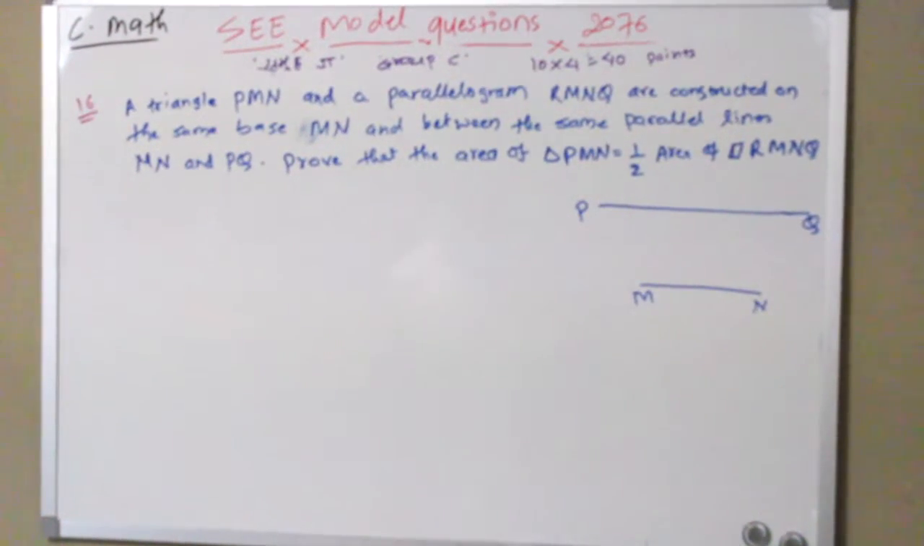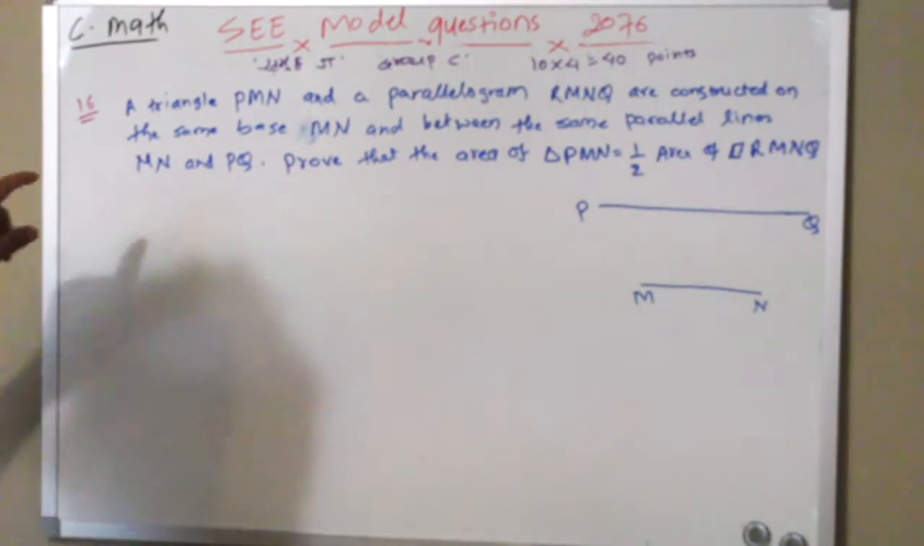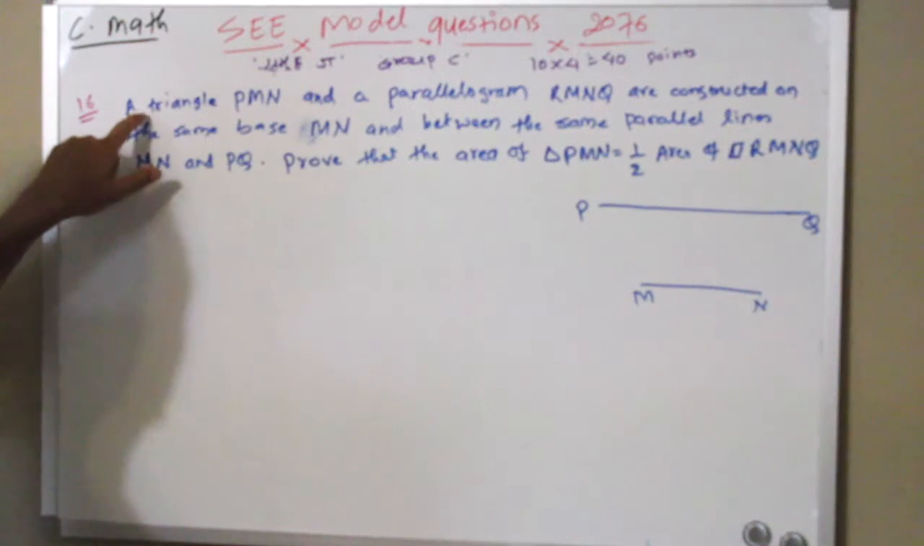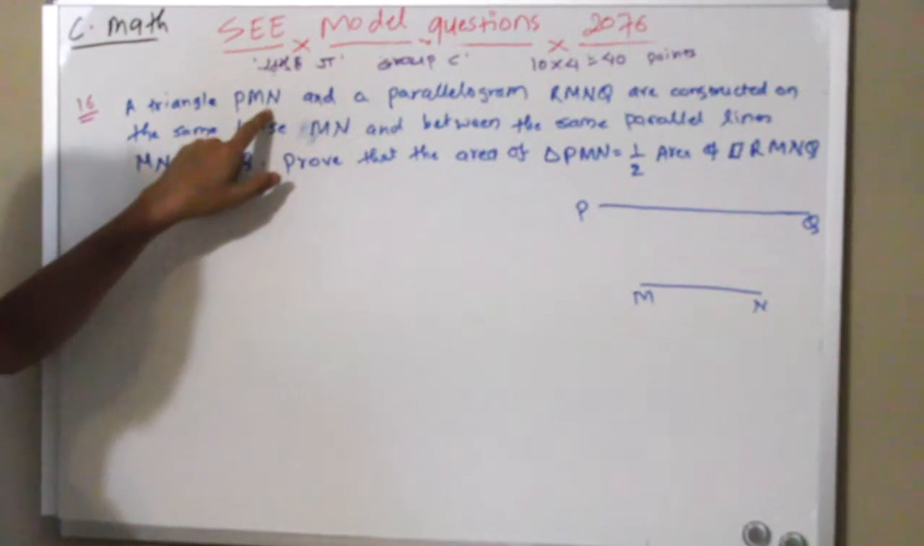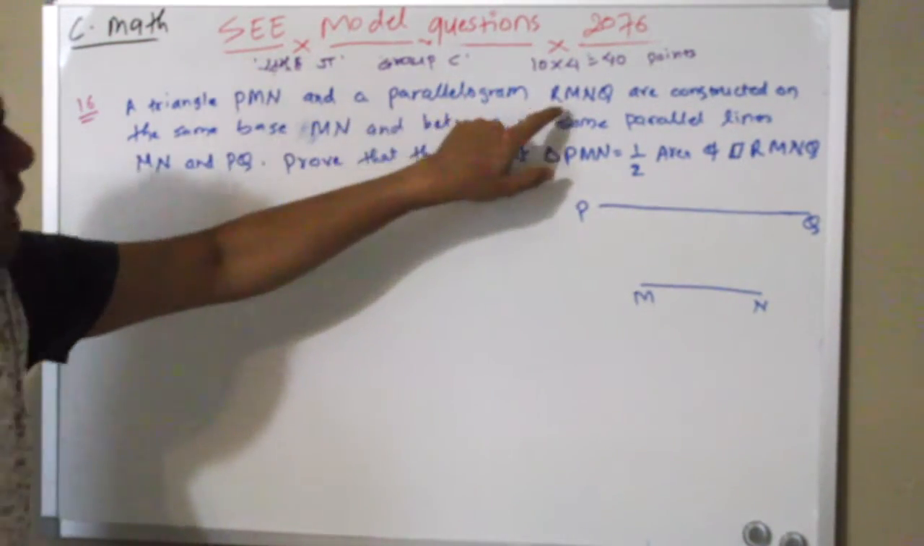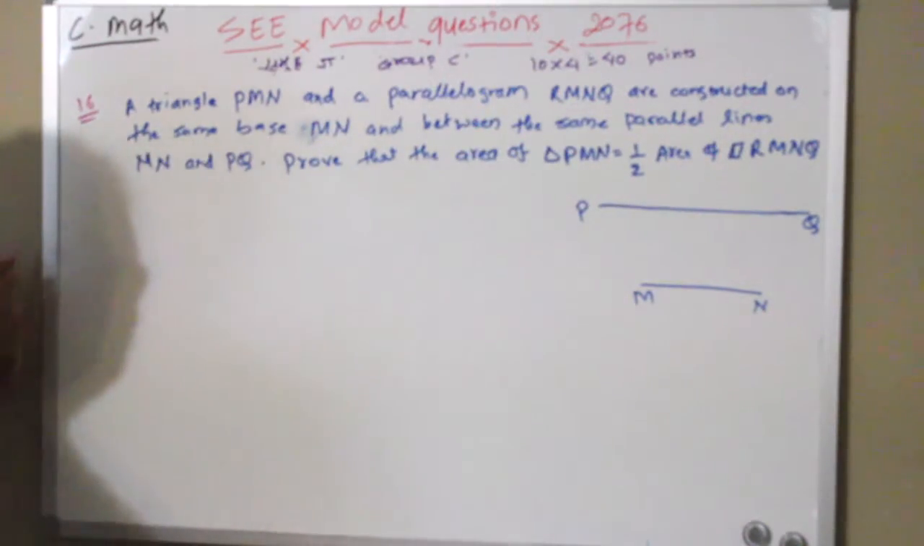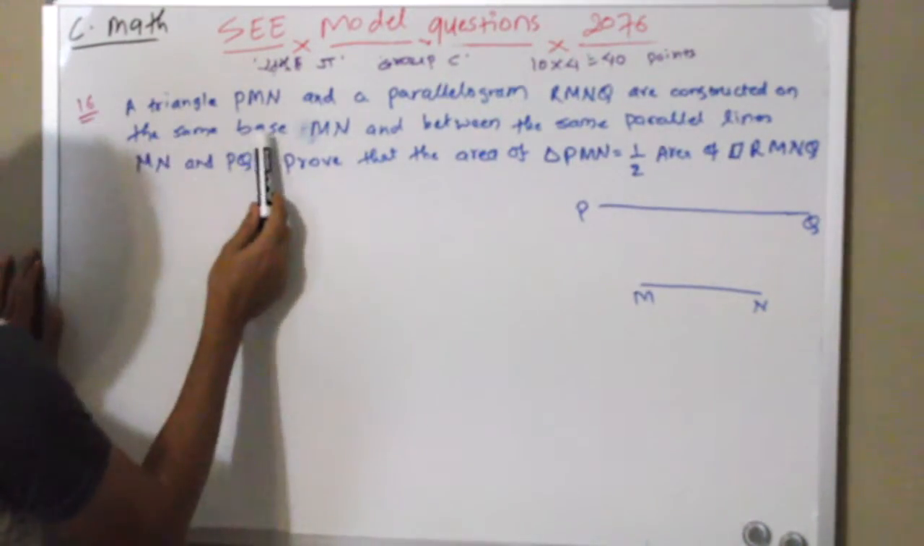Okay, now we are in question number 16. Let me read out the question. A triangle PMN and a parallelogram RMNQ are constructed on the same base MN.